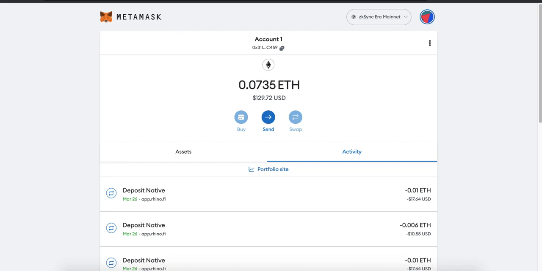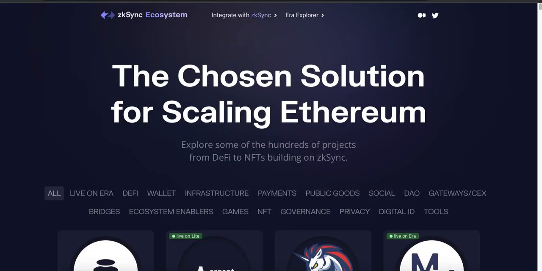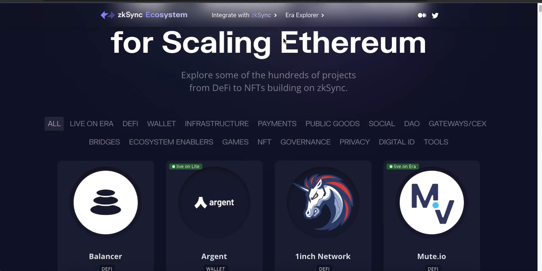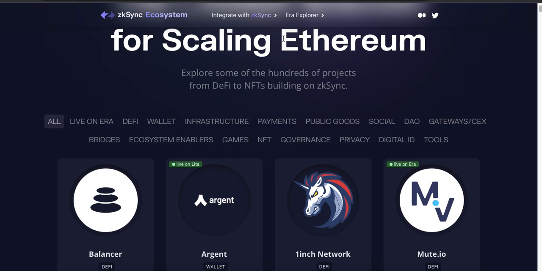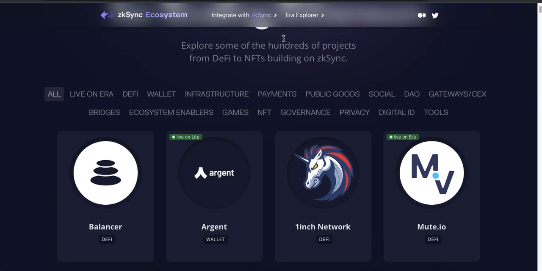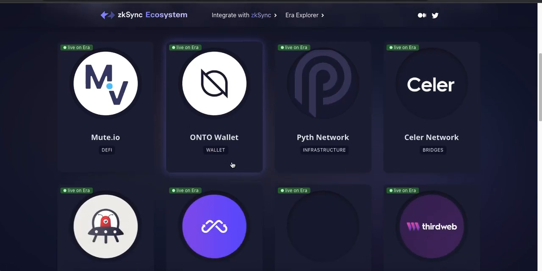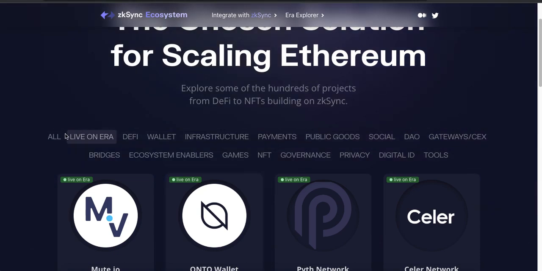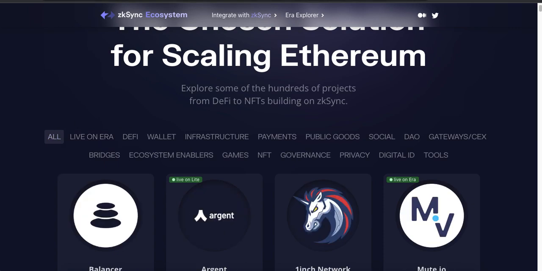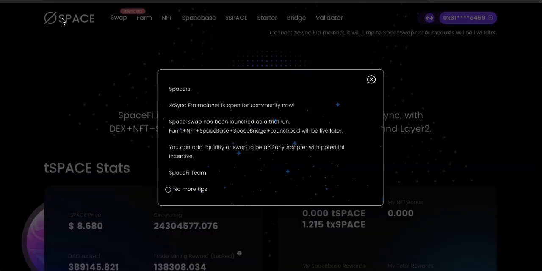To identify which of the apps you can interact with, if you go to the portal called ecosystem.zkSync, there you can filter which of the applications are already live on mainnet Era. So here you can see which are already live on the mainnet, and you can also see which are currently only on testnet or which are not completely available on Era. So the first app which you should definitely try out is Spacefy.